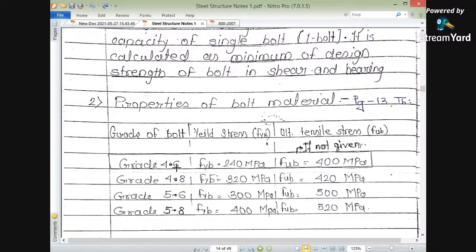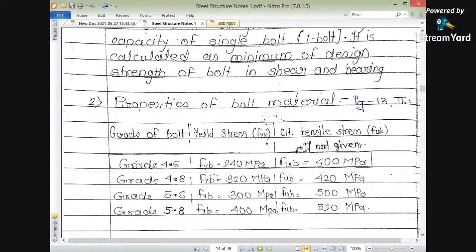For 4.6, what is the ultimate tensile strength, fub? It is 400 megapascal, that is, Newton per mm square. For the 4.8 grade of bolt, it is 420. For 5.6, it is 500. For 5.8, it is 520 megapascal, Newton per mm square. So there is no need to confuse; we will take these tensile strengths directly from the IS code.